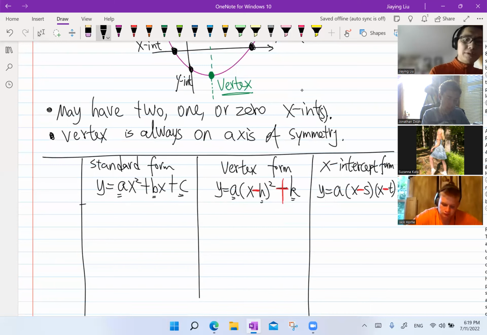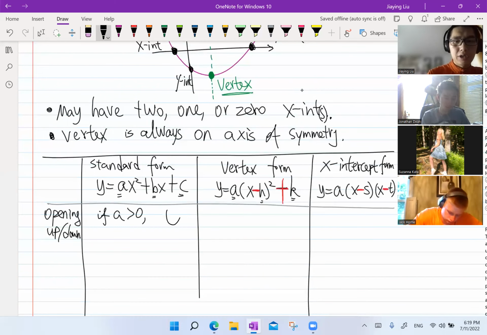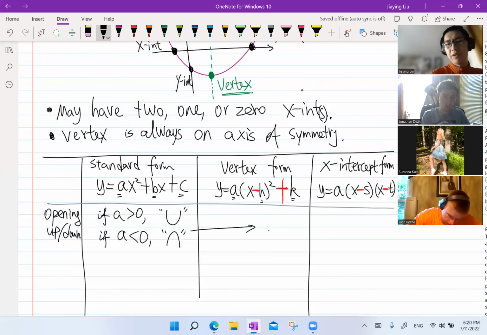All right, so those are the forms. And then the next thing I'm going to do is talk about a few important things about those different forms. For example, opening up or down, so the U shape. It's all the same, doesn't matter which form it is. So if a is positive, we get this opening up shape. If a is negative, we get this opening down shape. And that's the same for all of them.